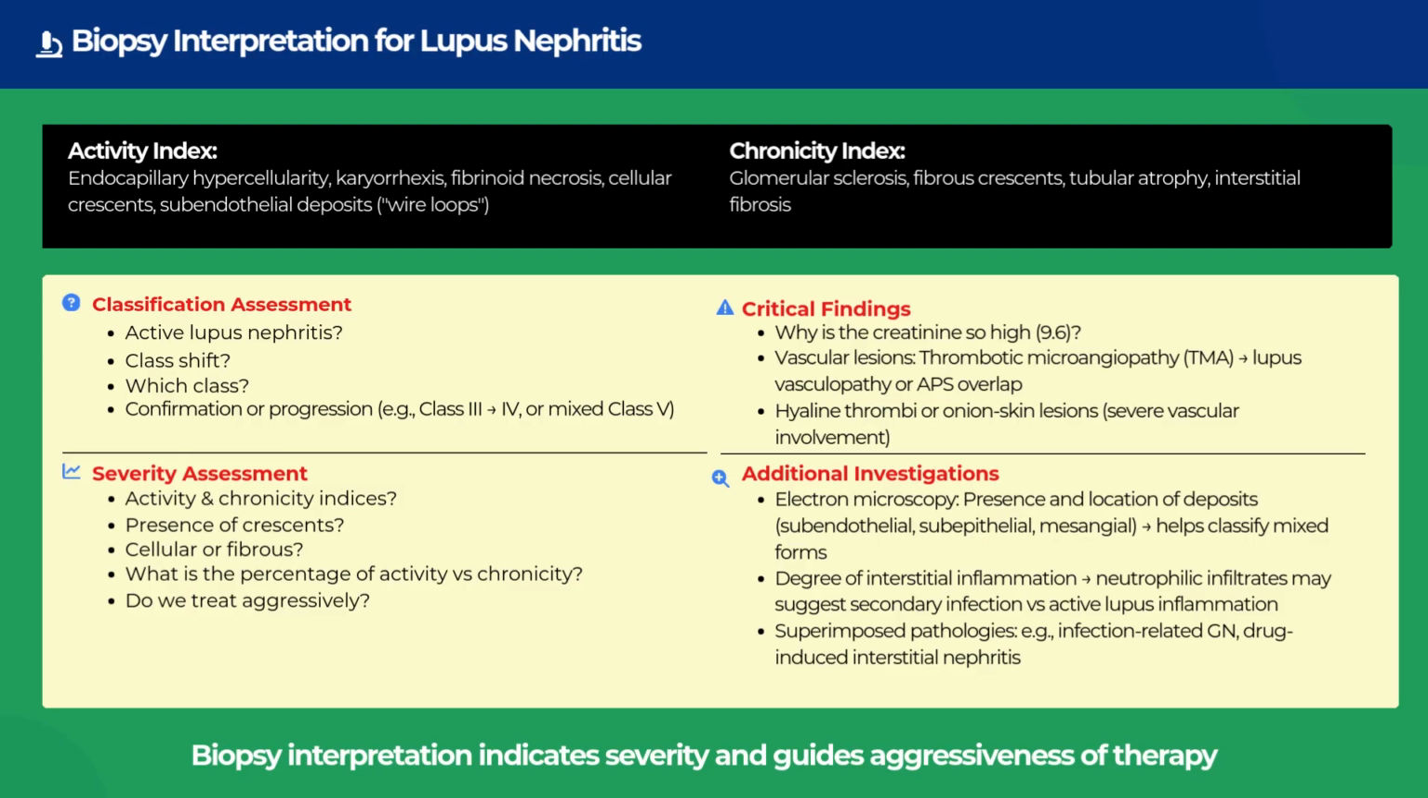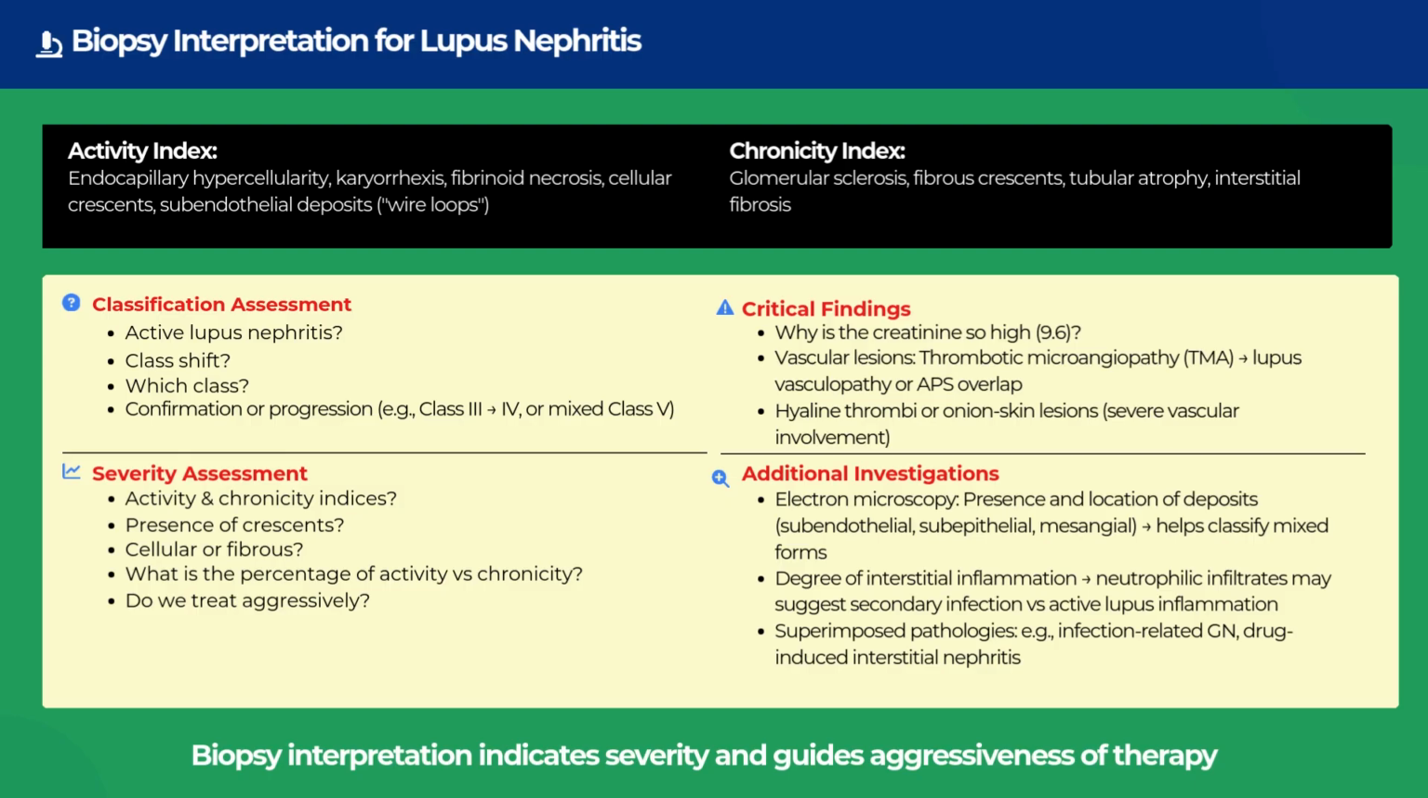Severity assessment: activity and chronicity indices, presence of crescents, cellular or fibrous. What's the percentage of activity versus chronicity? Do we treat this patient aggressively? Do we need that? And a critical finding: why is this creatinine so high, from 1.8 to 9.6? Is there any vascular lesion, TMA, lupus vasculopathy, or antiphospholipid overlap?